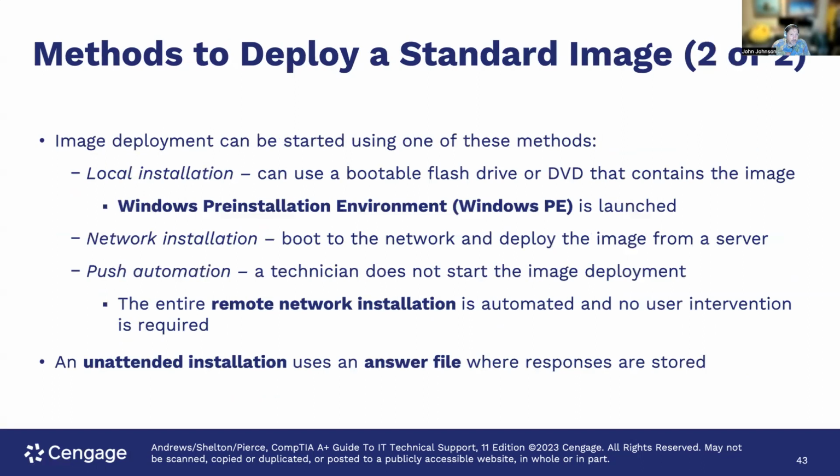So image deployment can be started using one of the following methods. You can do a local installation, where you've got a bootable flash drive or DVD that contains the image, and it will run the Windows pre-installation environment, the Windows PE. You can do a network installation, which is boot to the network and deploy the image from a server, so you have a server that's actually sending the image to it. Then you can do a push automation. This is where a technician doesn't have to start the actual image deployment. The entire remote network installation is automated, and you don't have to do any intervention with it.